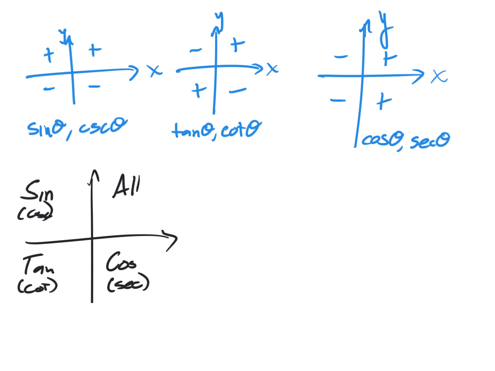Now, a mnemonic device for remembering this, we have two of them. So the first one says, a smart trig class. So where we have the capital letter A, S, T, and C, and they correspond to going around our quadrants in order. Quadrant 1 is A, all. Quadrant 2, smart for sine, 3, trig for tangent, and C, class for cosine.